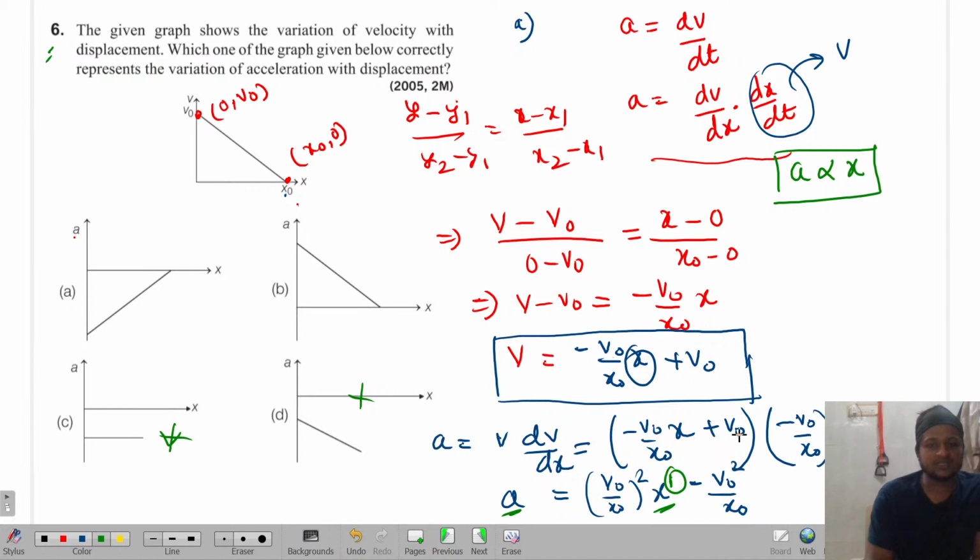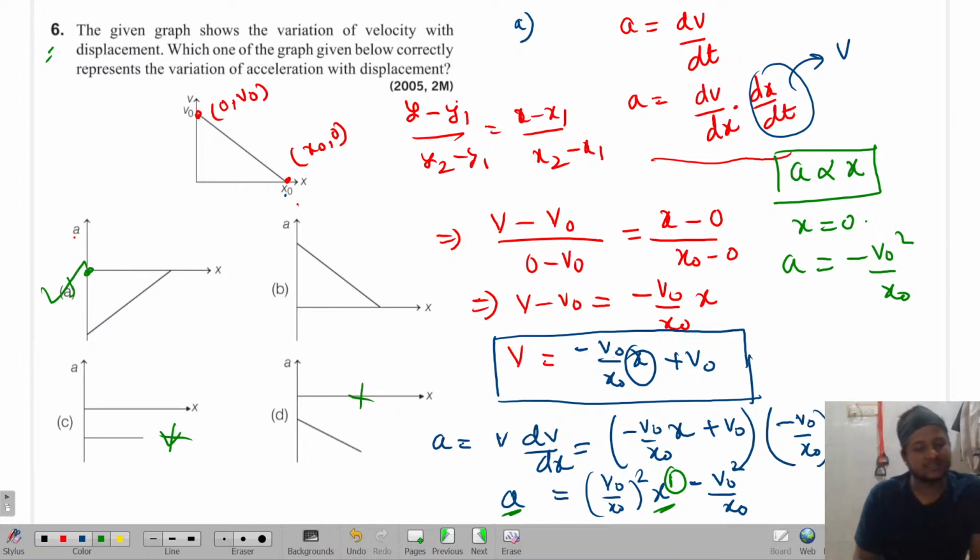Now coming to the next point, when you put x is equal to 0, try to see x is equal to 0, acceleration is going to be equal to minus v naught square by x naught or not. So therefore, at x is equal to 0, instead of positive value, you have actually a negative value. Understood or not? So which one between A and B is going to be possible? Option A is going to be possible. So option A is correct.